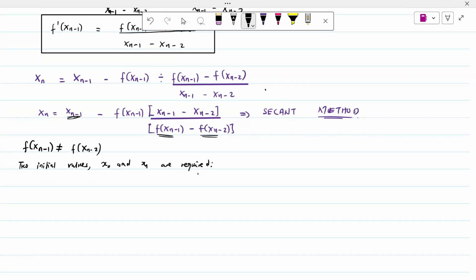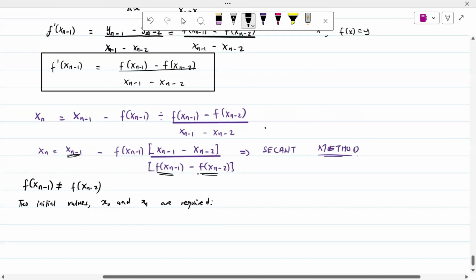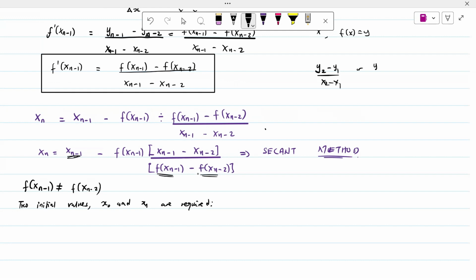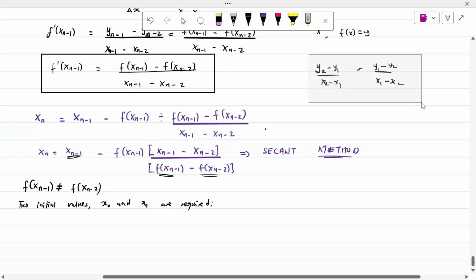There's no problem if you swap them, because if you have two points, the slope can also be found as y2 minus y1 over x2 minus x1, or y1 minus y2 over x1 minus x2. Make sure that if you start with y1 here, you also have x1 down there, so the answer is the same. So there's no problem on that.